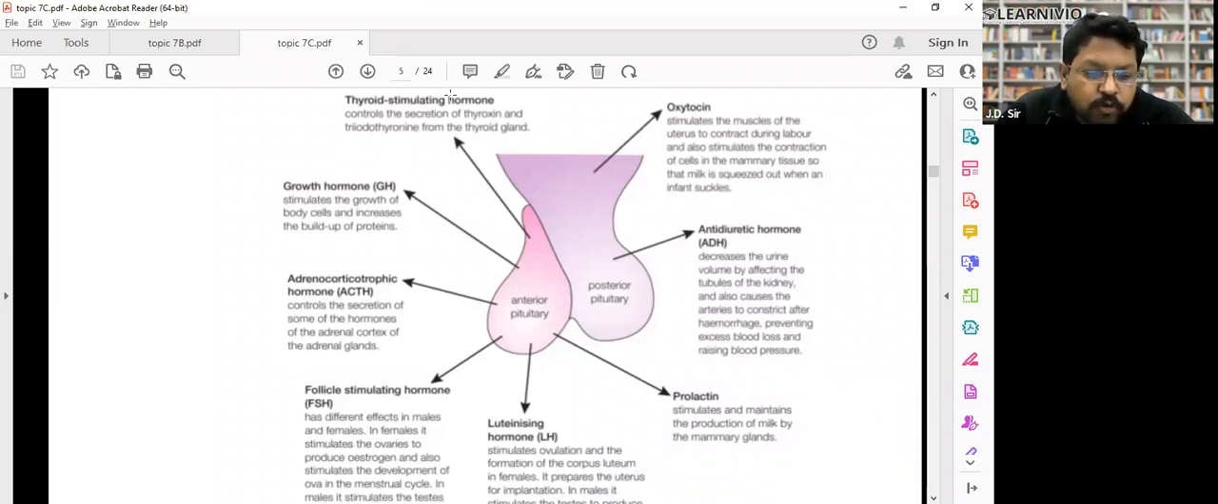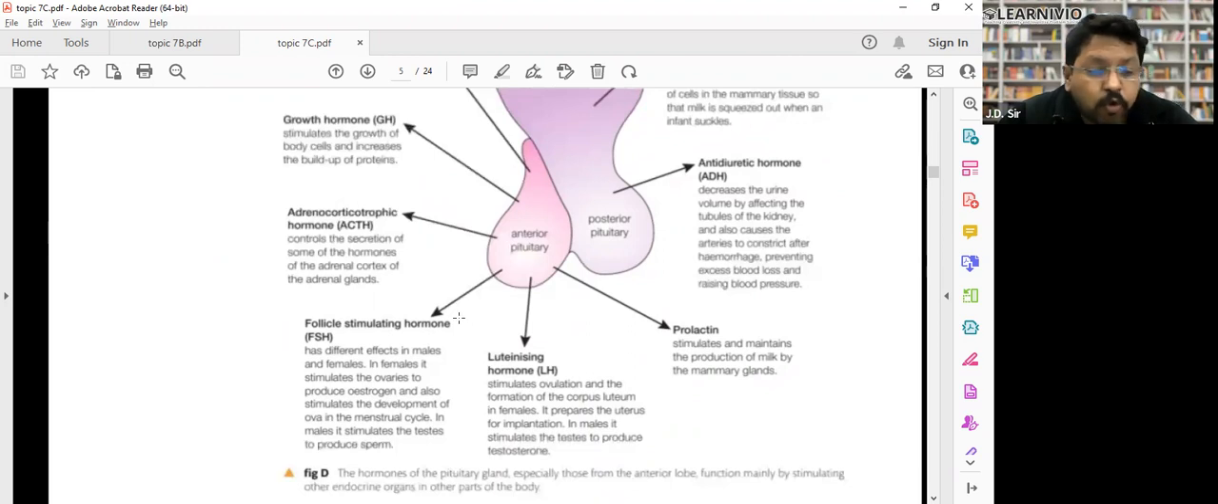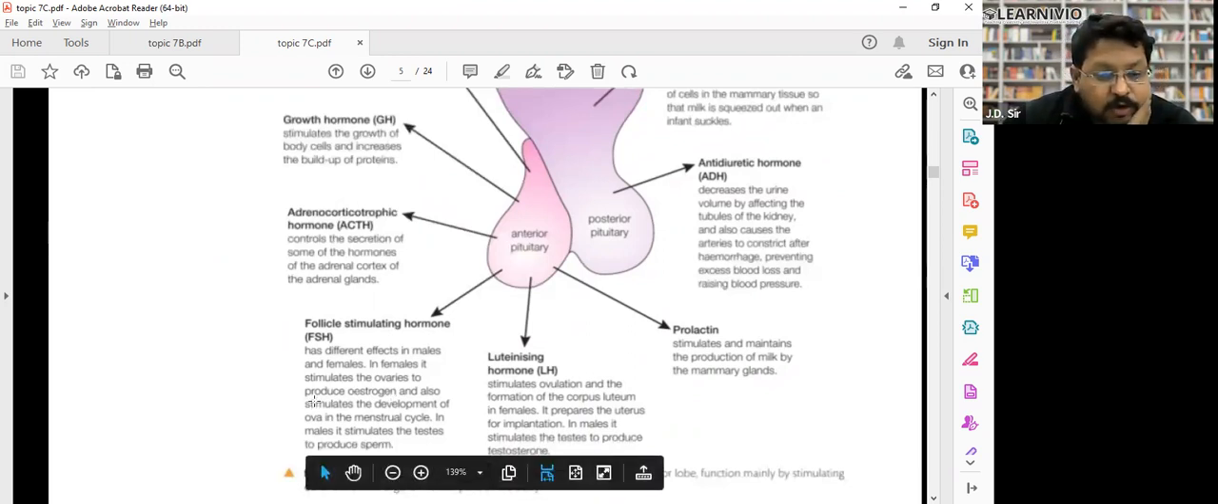Follicle stimulating hormone, FSH, has effect in males and females. In females, it stimulates the formation of ova from the ovaries, right? It also helps in the production of estrogen, and stimulates the development of the ova in the menstrual cycle. In males, it stimulates the testes to produce sperm, right?